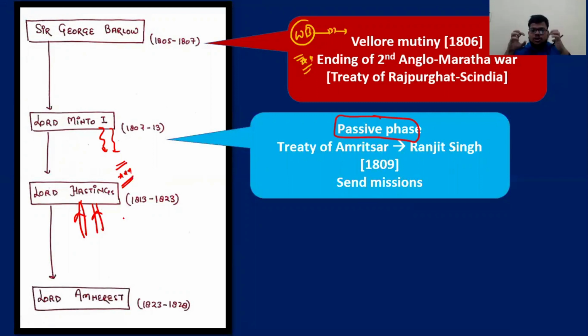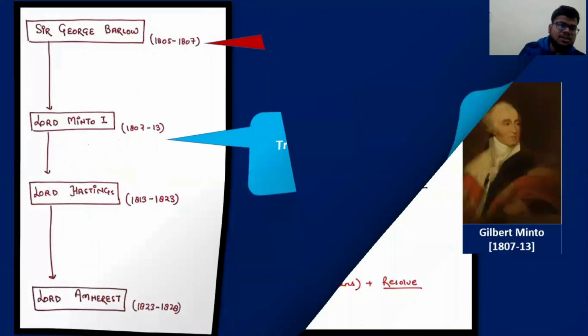If British expansion does not take place, or administrative passivity is there, then it will lead to a lot of anarchy, and we will see the context in which Lord Hastings arrives in India. So this is the whole context in which we are discussing things.